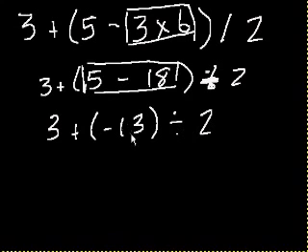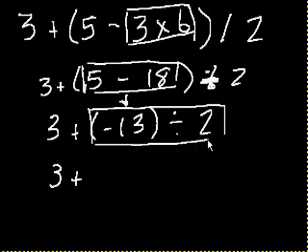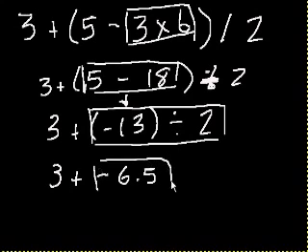So we do the negative 13 divided by 2. So we get 3 plus. So this goes to this. And now we want to do the negative 13 divided by 2. What's negative 13 divided by 2? It's minus 6.5. That became minus 6.5. And now there's nothing left to do. We have 3 plus minus 6.5. Well, that is minus 3.5.